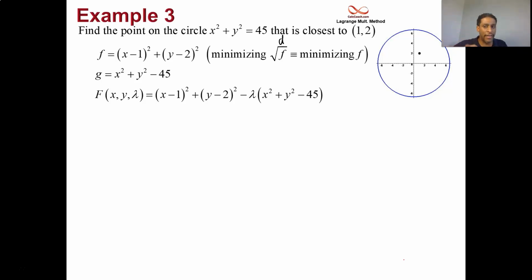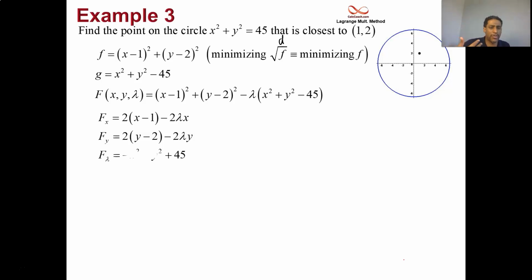The gradient of F is based off of partials. What is the x partial? 2 times the quantity x minus 1, minus 2x lambda. What is the y partial? 2 times the quantity y minus 2, minus 2y lambda. Officially, the lambda partial is going to be minus g. It always is set up this way. And we'll set these all equal to 0.